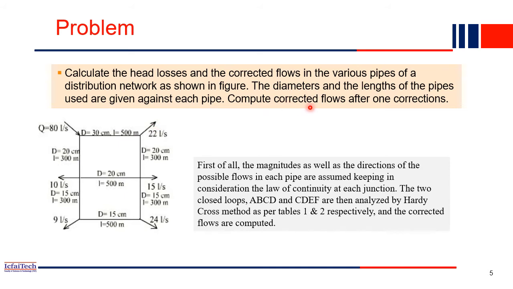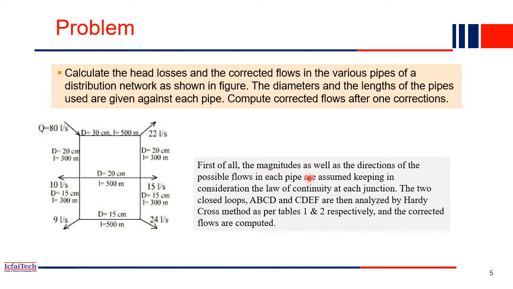So what you have to find out is to compute the corrected flow. 80 is going inside, right? Now how much of the 80 will go this side and how much will go this side, that we have to find out. That is the question given to us. It will be divided, right? Half or 50% or whatever is going this side, and another part will be going this side. Similarly, from here it goes this side and this side. So all these things you have to find out. So that is the question.